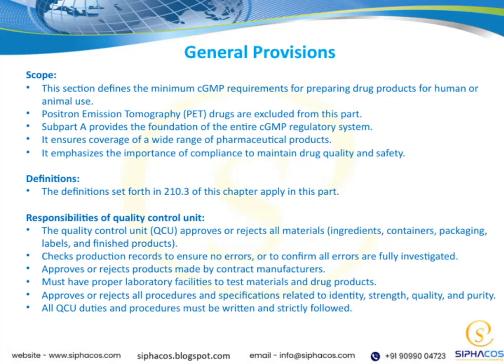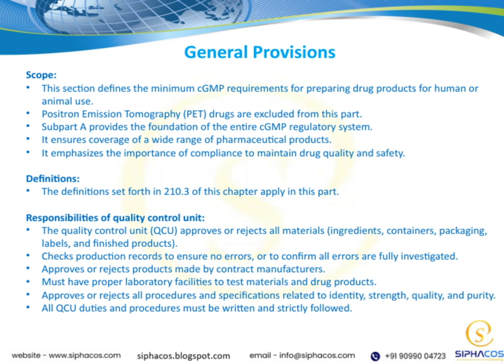Let's start by looking at the general provisions outlined here. The scope of this section sets the foundation by defining the minimum cGMP requirements for preparing drug products intended for human or animal use. It's important to note that positron emission tomography, or PET, drugs are excluded from this part, so they have their own specific guidelines.